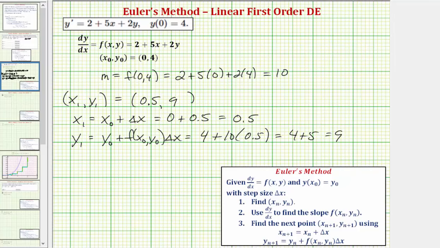Now we're going to go ahead and find the x-coordinate as well as the y-coordinate for each approximation, even though our question only asks for the y-coordinates. Before we go on though, let's look at what we did graphically.